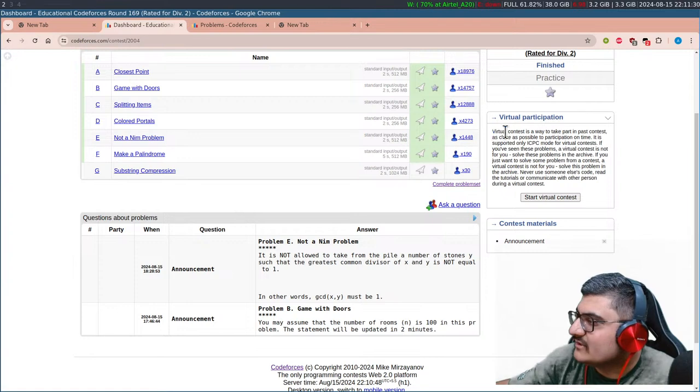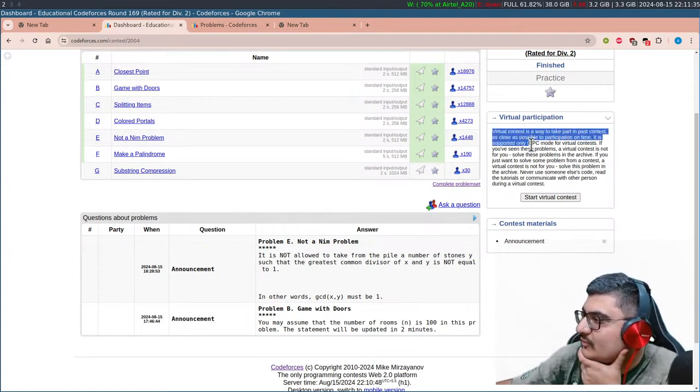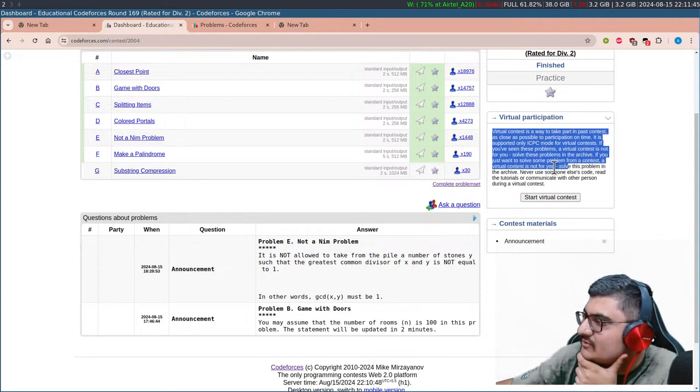It says virtual contest is a way to take part in past contests as close as possible to participation on time. It is supported only ICPC mode for virtual contest. If you have seen this problem, a virtual contest is not for you. Solve these problems in RG. If you just want to solve some problem from a contest, a virtual contest is not for you. Solve this problem in RG, never use someone else's code, and read the tutorial or communicate with other people during a virtual contest.